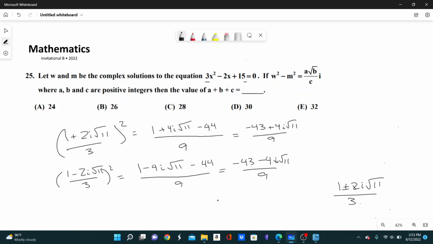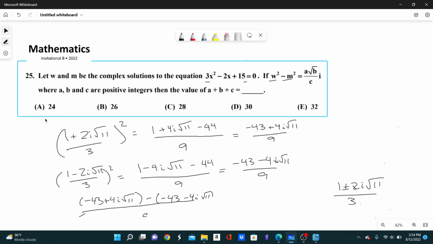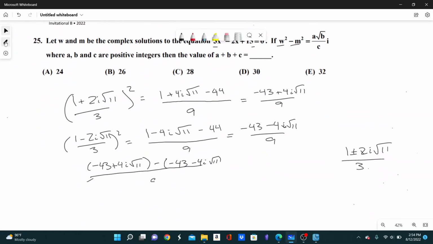All right, so all we have to do now is subtract. We have w squared and we have m squared. And then all we have to do is just subtract them. I'm going to put everything divided by 9. And so in the numerator, I have negative 43 plus 4i square root of 11 minus negative 43 minus 4i square root of 11. And all of that is being divided by 9.